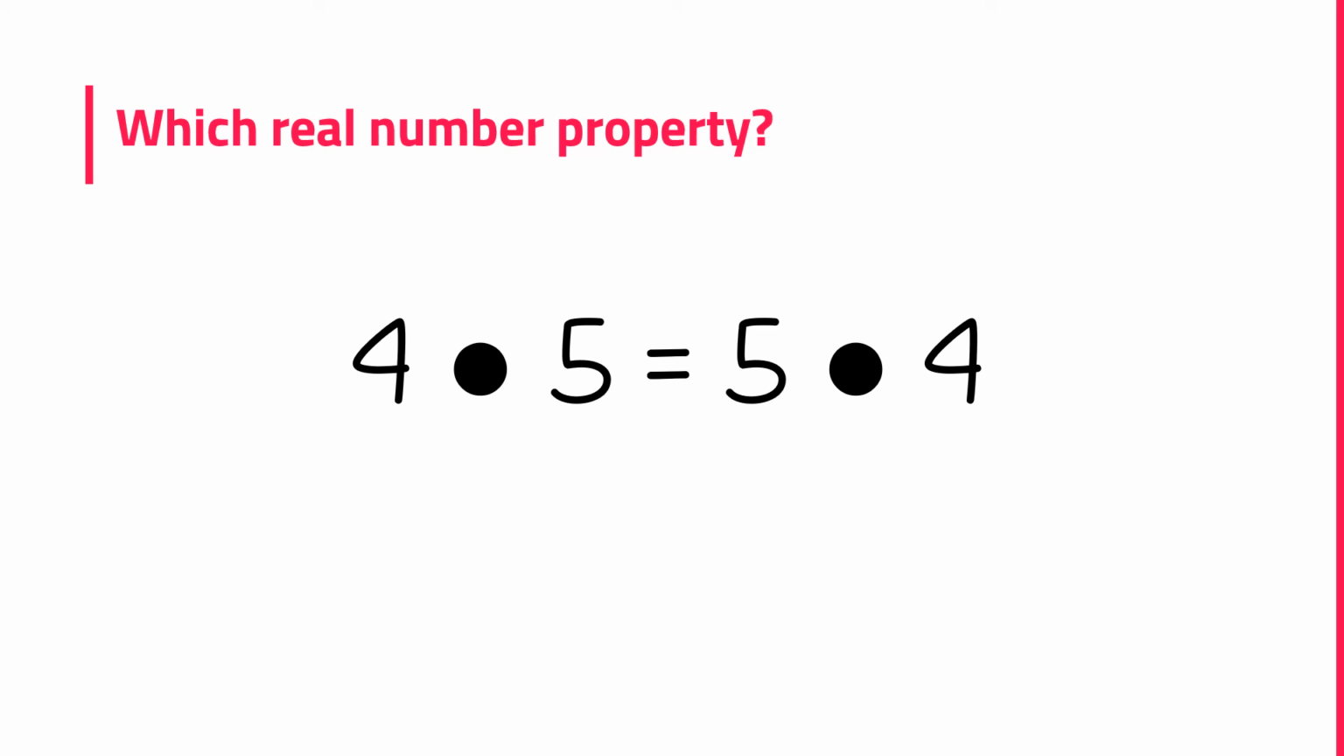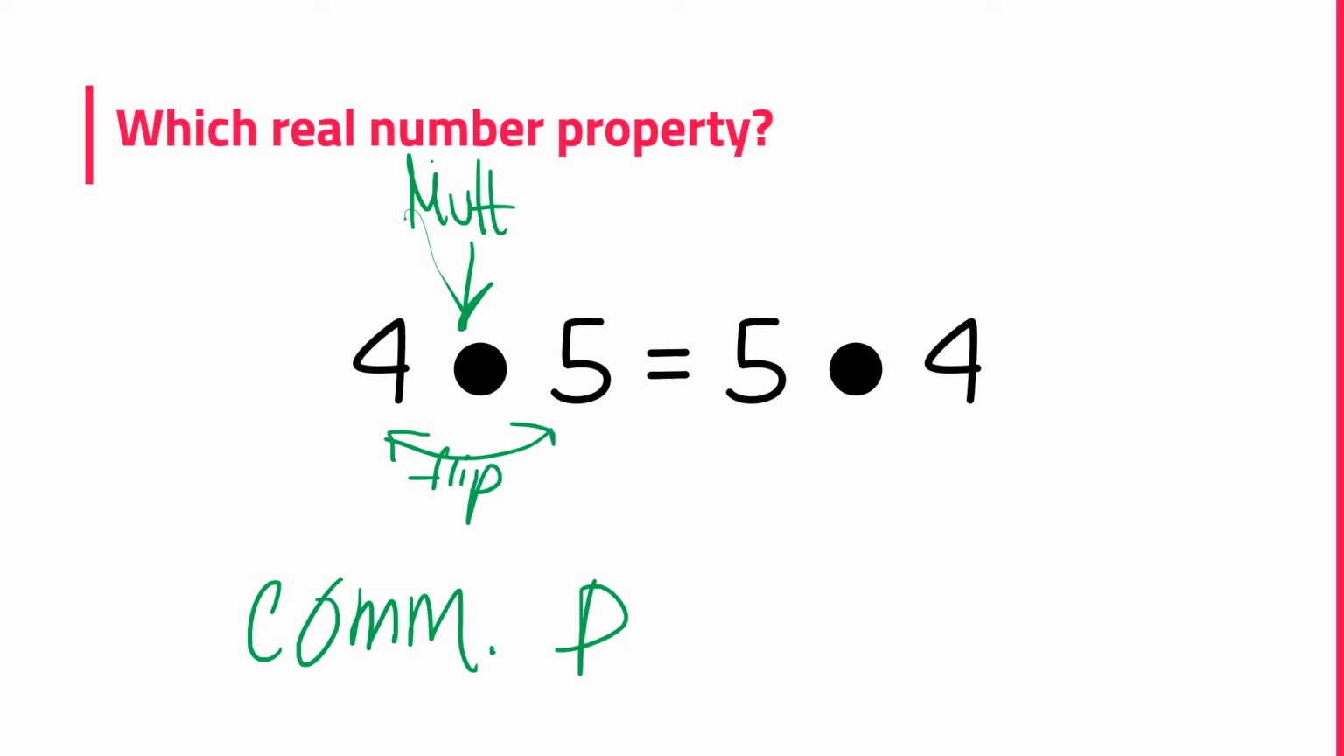Let's take a look at this one. First of all, we are multiplying. Make note of that. What are we multiplying by? Well, we're multiplying a 4 times a 5 and then a 5 times a 4. So there's no -1s. There's no zeros. There's a flip involved, right? So narrow it down to which ones deal with a flip. We have the commutative property of multiplication.